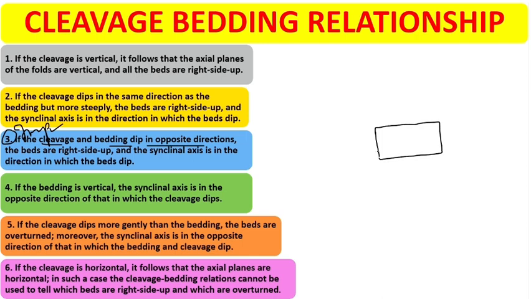Suppose this is the outcrop. Suppose this is our bedding, and this is our cleavage. Both are dipping in the opposite direction. If we are getting this kind of setup in the field, and beds are right side up, the synclinal axis is in the direction in which the beds dip.